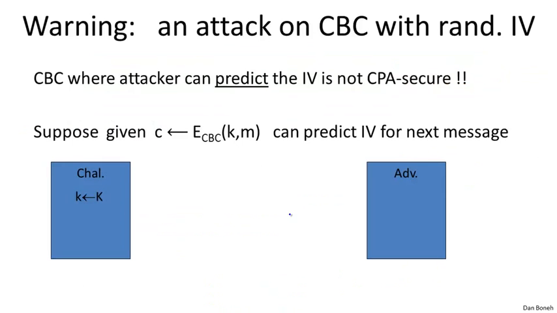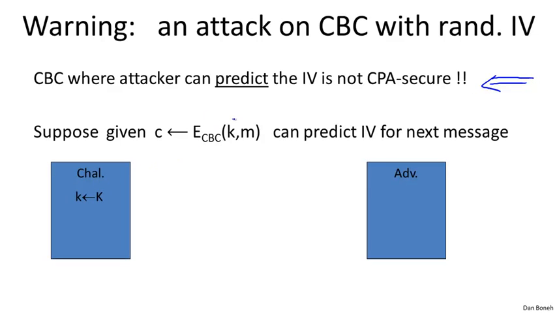I want to warn you about a very common mistake that people have made when using CBC with a random IV. The minute that the attacker can predict the IV that you're going to be using for encrypting a particular message, this ECBC is no longer CPA secure. So when using CBC with a random IV like we just showed, it's crucial that the IV is not predictable. Let's see an attack.